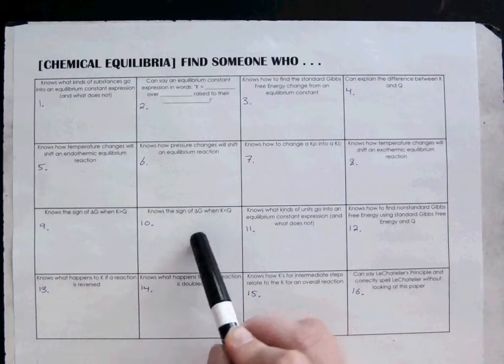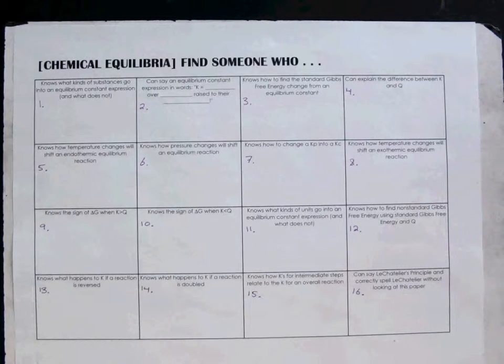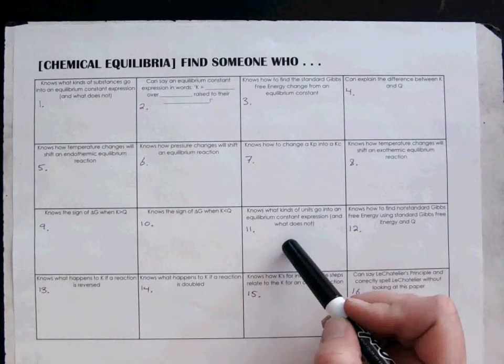So delta G would be positive, not spontaneous. When you're talking spontaneous and non-spontaneous, it's always referring to the forward reaction.